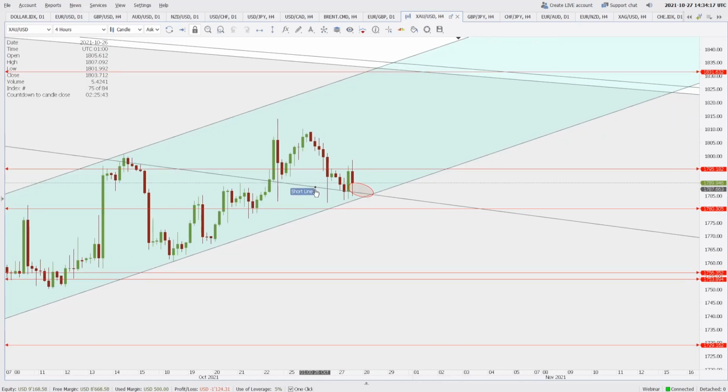But the problem here is that there is a resistance at 1795. We need a closing higher than 1795 for the price to continue further to 1831. On the contrary, if we see a closing below this rising channel's support line, we can expect 1780 and even 1756 in this market. All right.